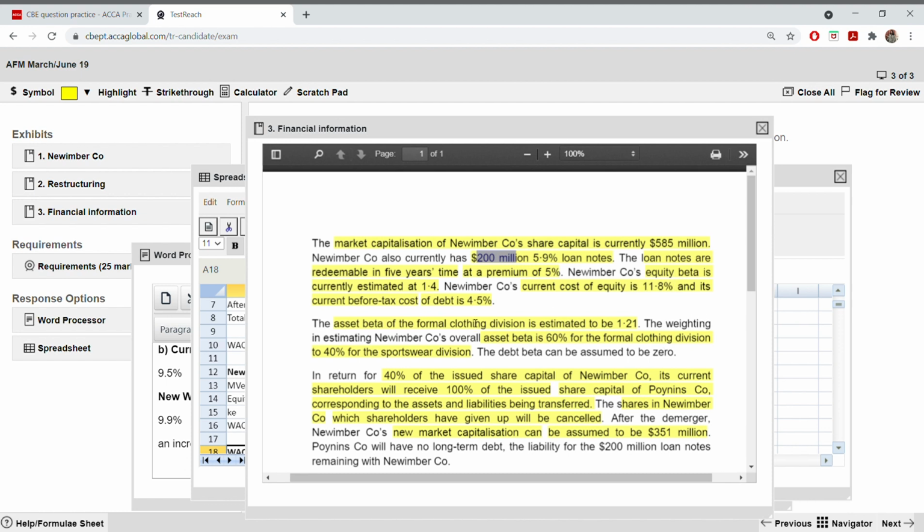So now you have to use this 1.4, the equity beta of new member. Why are you using the equity beta? It's very confusing, right? Sometimes we are using asset beta, sometimes we are using equity beta. So you understand why we are using equity beta. See, new member's current equity beta means before demerger. Equity beta means both your financial risk and business risk is included there. That means here you still haven't demerged.